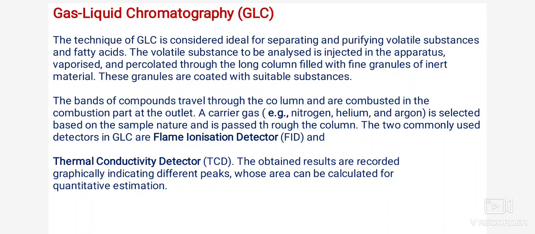The carrier gas, for example nitrogen, helium and argon, is selected based on the sample nature and is passed through the column. The two commonly used detectors in gas liquid chromatography are flame ionization detector, that is FID, and thermal conductivity detector, that is TCD. The obtained results are recorded graphically, indicating different peaks whose area can be calculated for quantitative estimation.